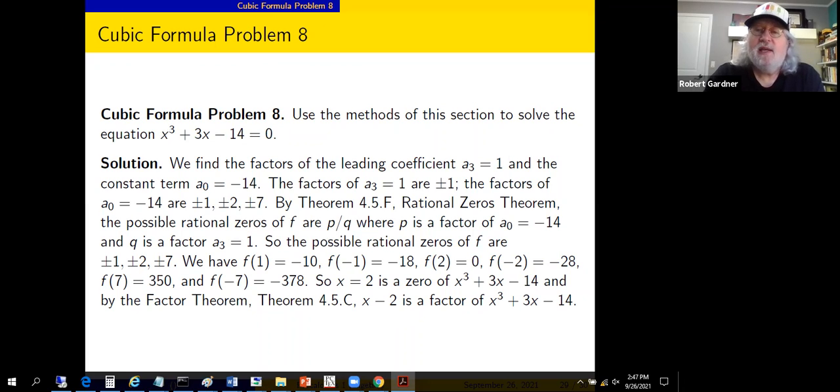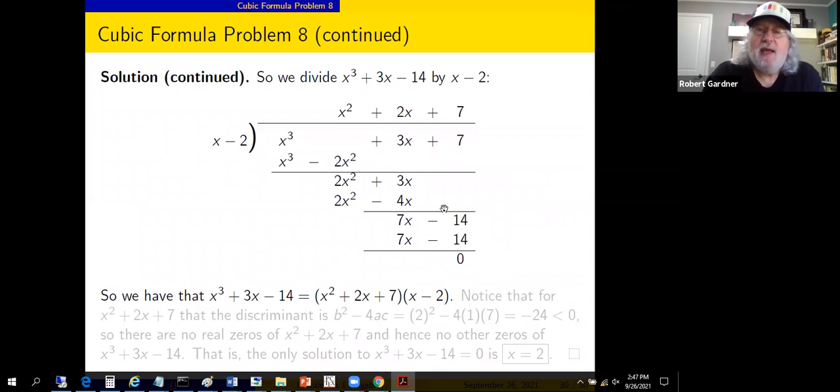So it said solve it. Well, we found one of the zeros, x equals 2. That means by the factor theorem, x minus 2 is a factor of this thing. Let's do some long division. So let's take x cubed plus 3x minus 14 and divide it by x minus 2. The remainder will be 0. Factor theorem implies that. The remainder theorem more directly says this, but I know we'll get a remainder of 0.